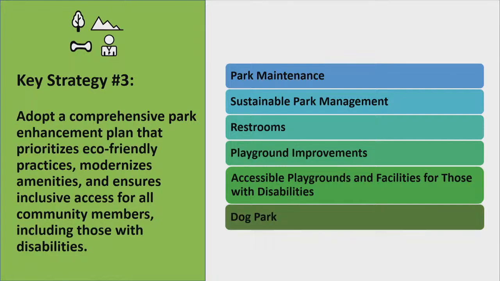Key strategy number 3 would be adopt a comprehensive park enhancement plan that prioritizes eco-friendly practices, modernizes amenities, and ensures inclusive access for all community members, including those with disabilities. We have 6 goals with this. Everything from improving park maintenance. Now, I know park maintenance was high satisfaction on the list, going back to that previous slide. But looking at it in terms of a CMMS system, a software scheduling system, to where we can program some of those maintenance activities, looking at continued planned improvements as things come down the line.